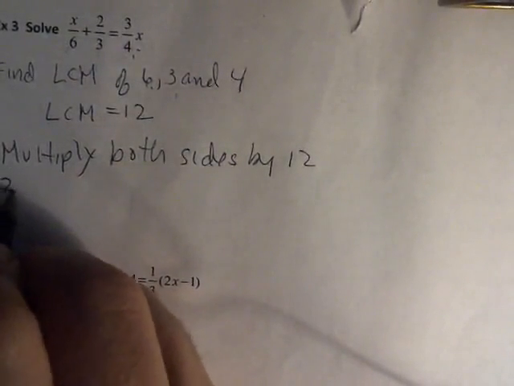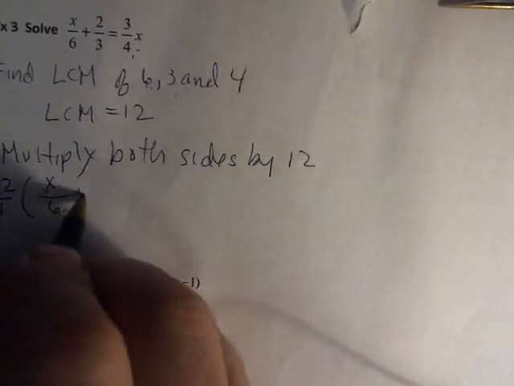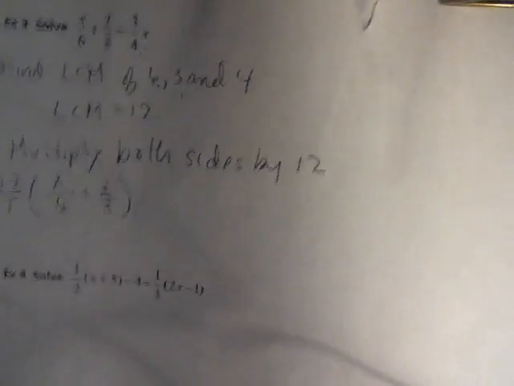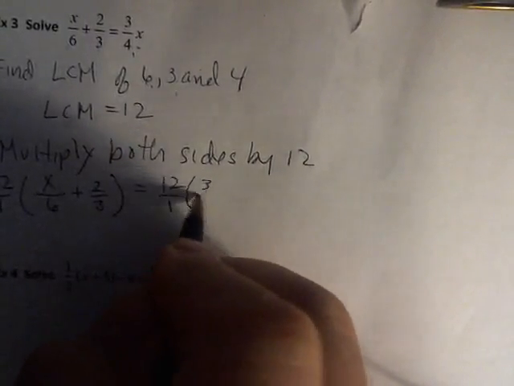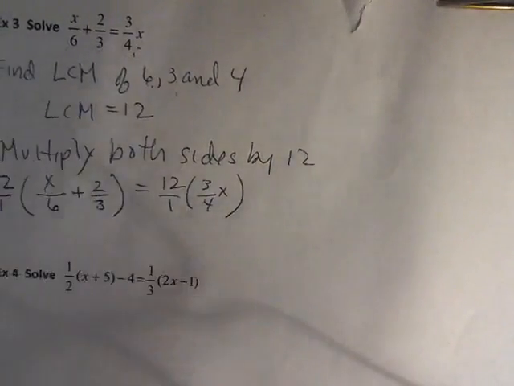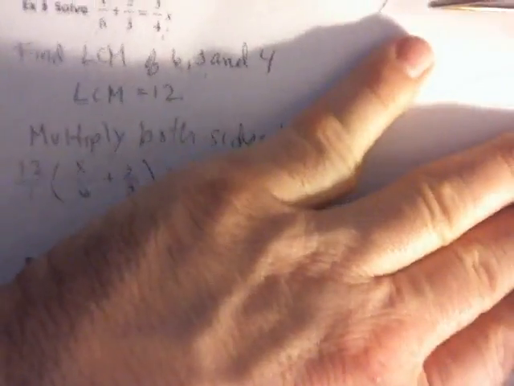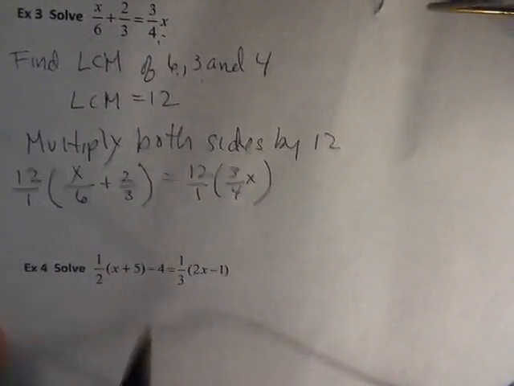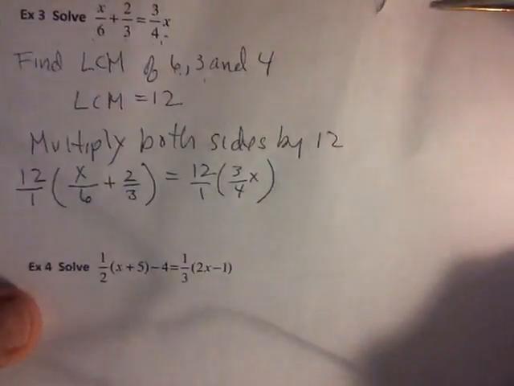So I go ahead and I take 12, and you can put it over the 1 if it makes you feel better. That kind of lets you know what goes where. So I multiply the left side by 12, and then I multiply the right side by 12. Now see, I've got to distribute 12 times this, both of those terms, and 12 times those other terms.